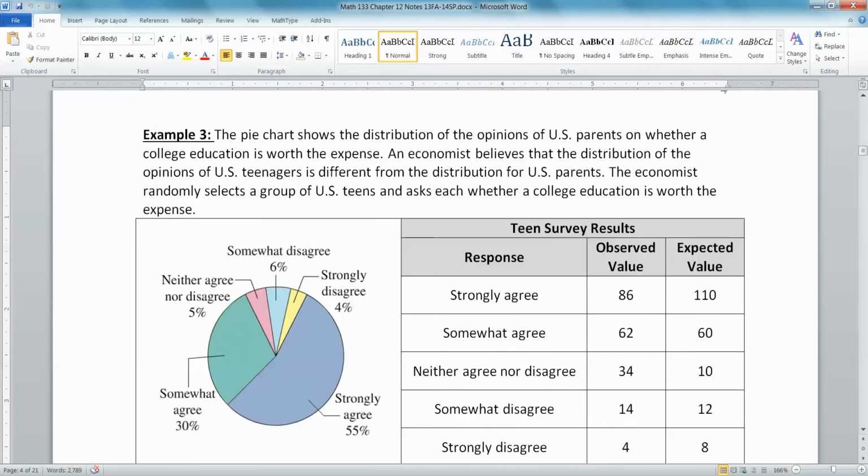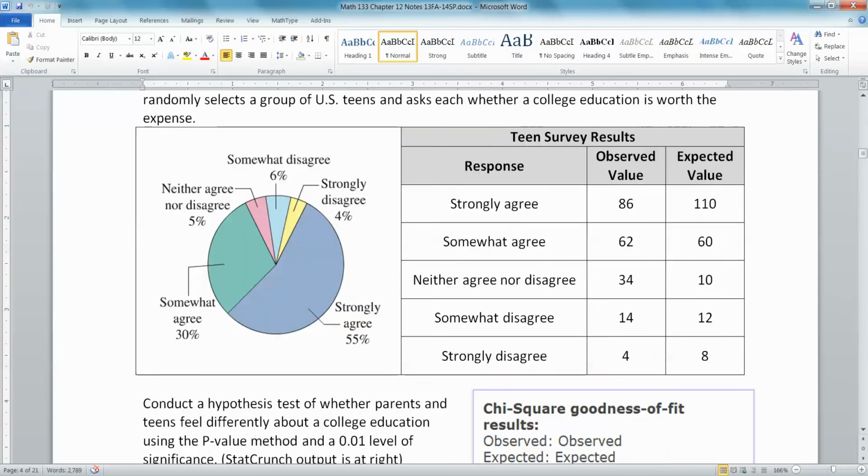So it says the pie chart shows the distribution of the opinions of U.S. parents on whether a college education is worth the expense. An economist believes that the distribution of opinions of U.S. teenagers is different from the distribution of U.S. parents. The economist randomly selects a group of U.S. teens and asks whether a college education is worth the expense. Okay, so here's the observed values from that survey that economist did of U.S. teens. And over here is the percentage of what the parents think.